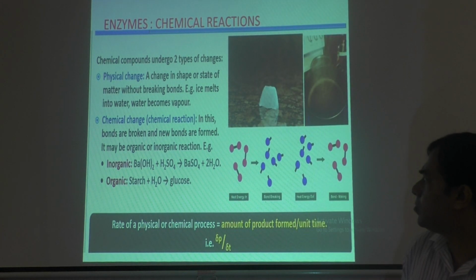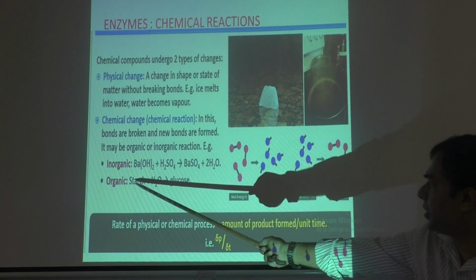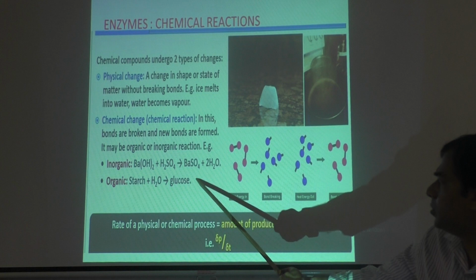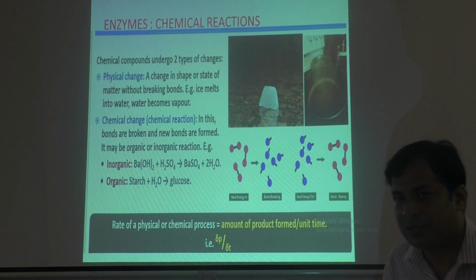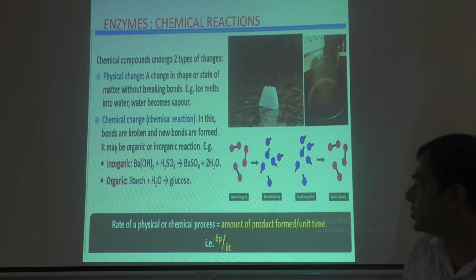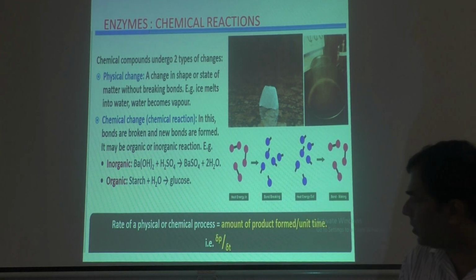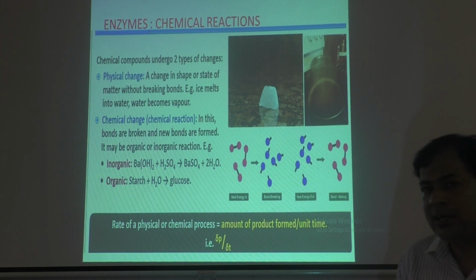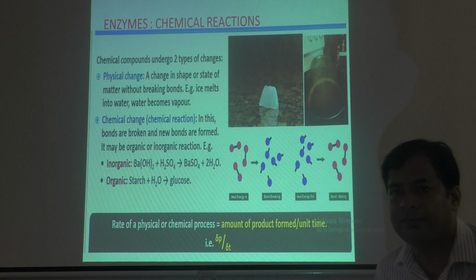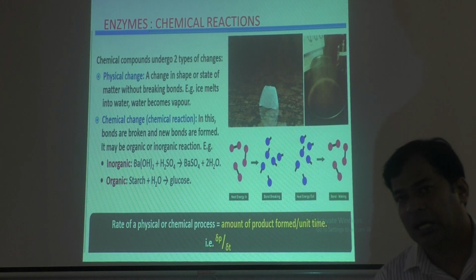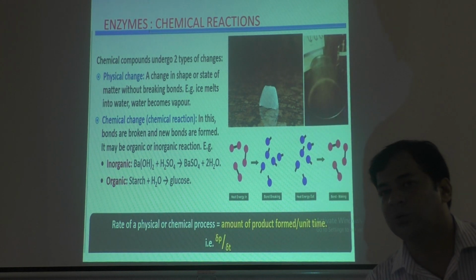Displaced, no? Okay. Then organic, where starch plus water produces glucose. Starch plus water produces glucose. That is one type of organic chemical reaction. Okay, then how to decide or how to determine the rate of any particular physical or chemical process. Rate means speed. How fast that process happens, how to determine.